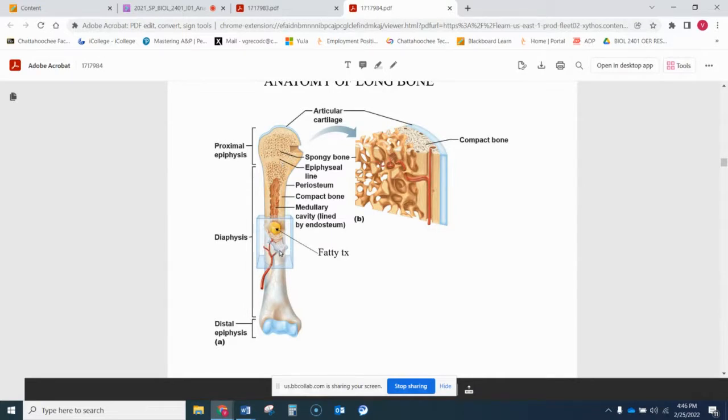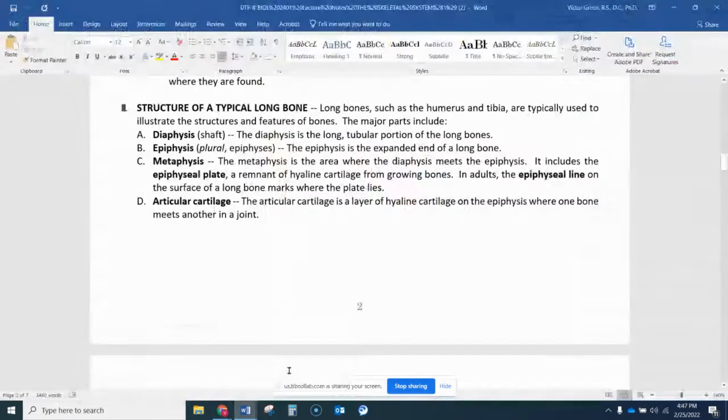The outside of bone is lined with periosteum. The inside is lined with endosteum, which also lines the spongy bone, because that's also the interior. So if I go back to our notes, there's the diaphysis, epiphysis, and metaphysis, which is either an epiphyseal plate, a remnant of hyaline cartilage of growing bones, or in an adult, an epiphyseal line like we saw in the picture. And then we have articular cartilage, which is that hyaline cartilage at the ends of long bones, so they don't wear out.